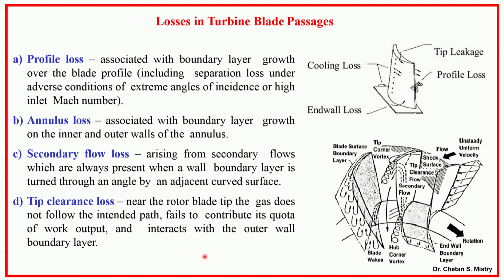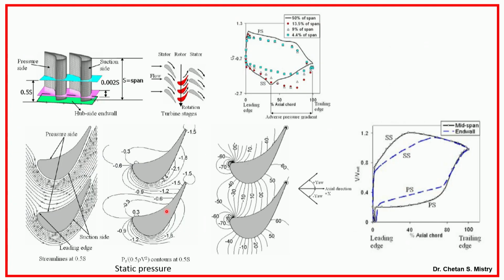Next, we have annulus loss. For the annulus loss, we need to consider the inner surface and the outer surface of the annulus, near the hub and near the tip region. Secondary flow losses we will be discussing in detail, and tip clearance loss has a mechanism different from what we discussed for the axial flow compressor. So, let us try to understand in detail.